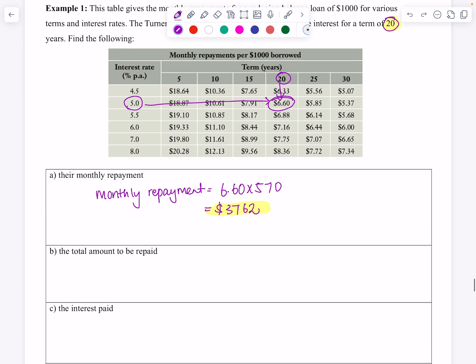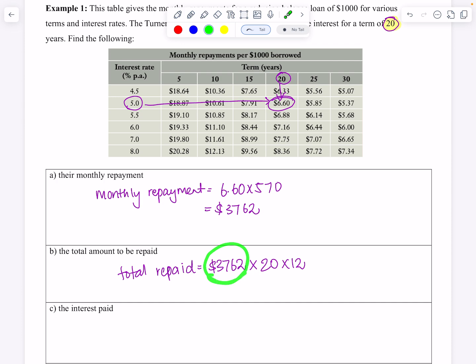Okay, so the total amount to be repaid. So how much is repaid if monthly repayments of this are being made for 20 years? Then the total repaid, we would need to multiply 3,762 by how many months those repayments were made for. So we've got 20 years, and so to find that in months, we times that by 12.